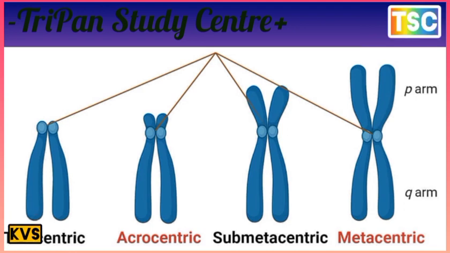And the upper side is the P arm and the lower side is the Q arm. That's important. And the centromere here is the center part. This is a circle showing the centromeres here.